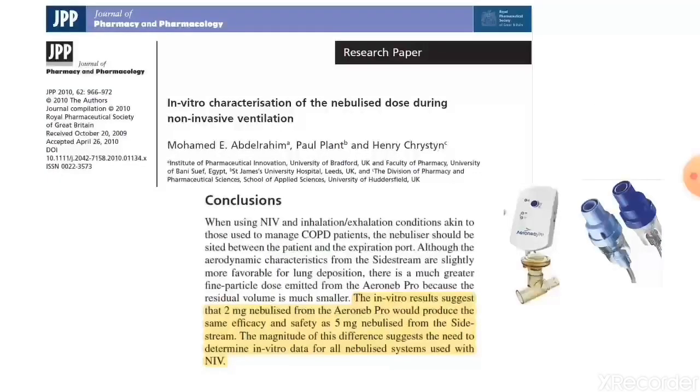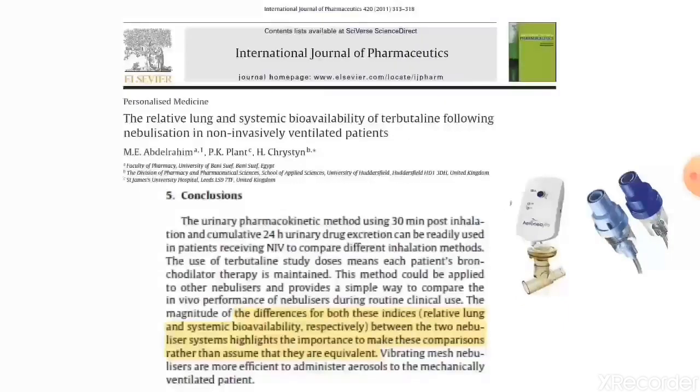They assume these are equivalent, but in 2010 we compared vibrating mesh nebulizer to jet nebulizer. We found a huge difference. 2 mg delivered by vibrating mesh nebulizer is equivalent to 5 mg delivered by jet nebulizer, so no equivalence at all. We even extended our study to humans in 2011, and we found that the lung deposition and systemic bioavailability are hugely different, so no equivalence at all.